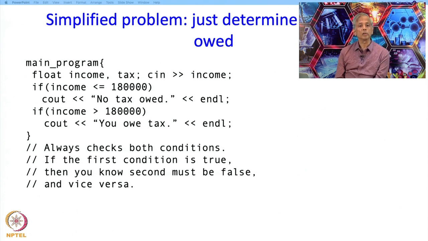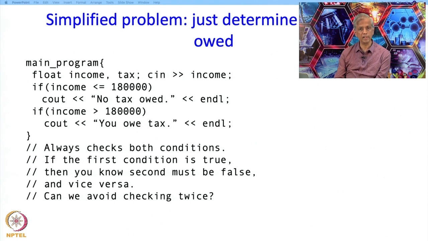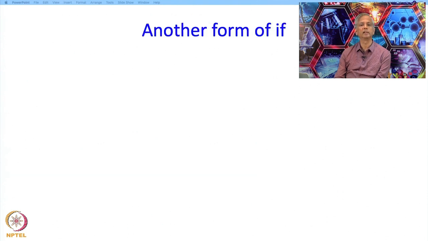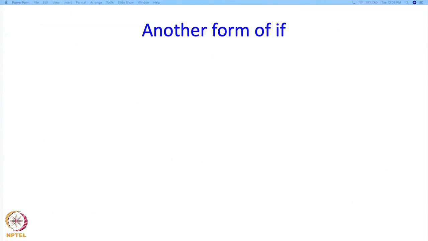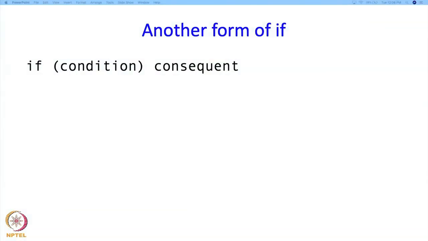So, anyway, to summarize this, this is a perfectly fine program. It does the job we want except that it checks a condition two times. And you would like to know if we can avoid checking twice, and indeed we can. So, for this we will need another form of if statement. So, this form is if condition consequent else alternate.